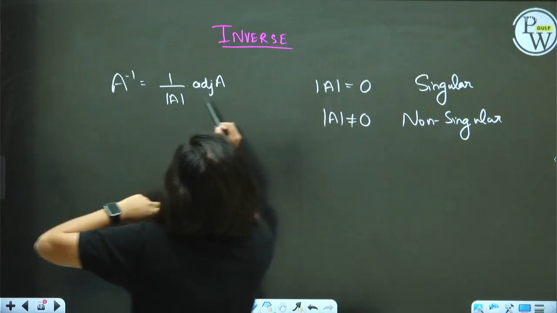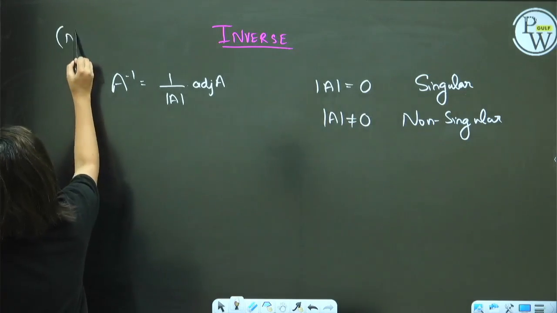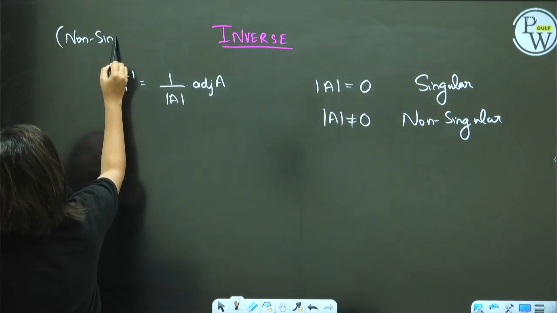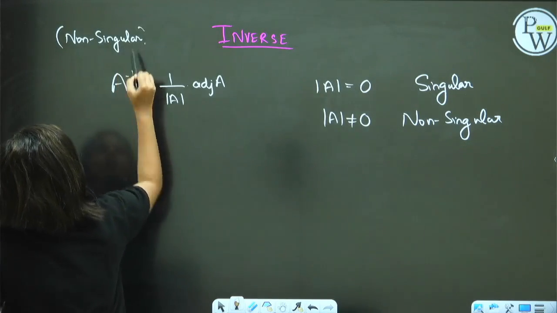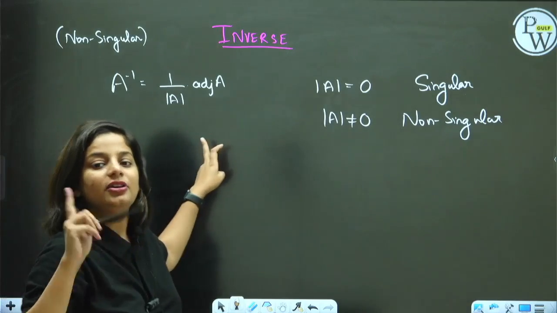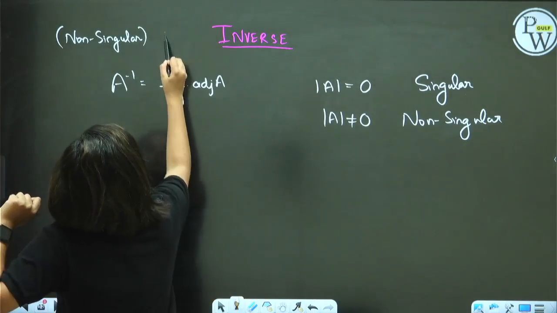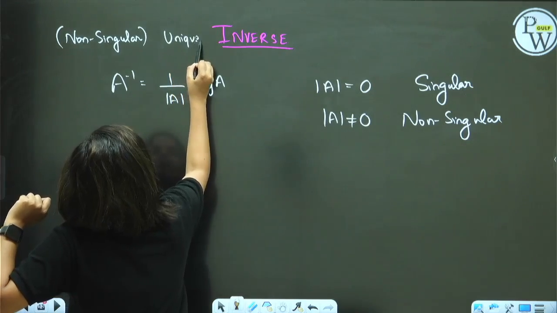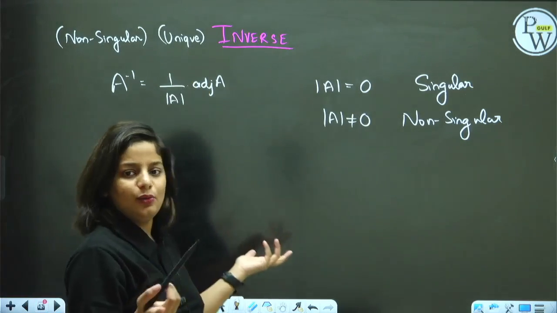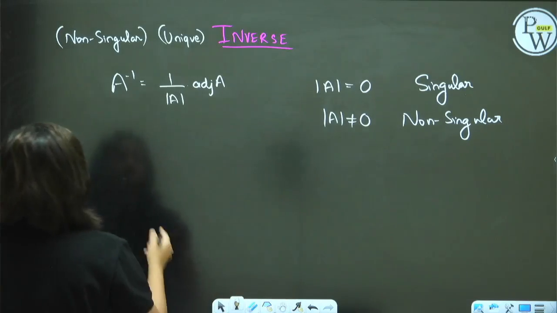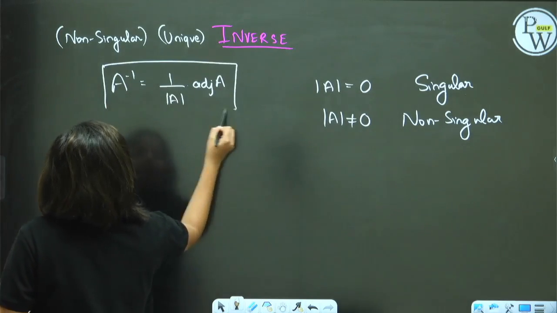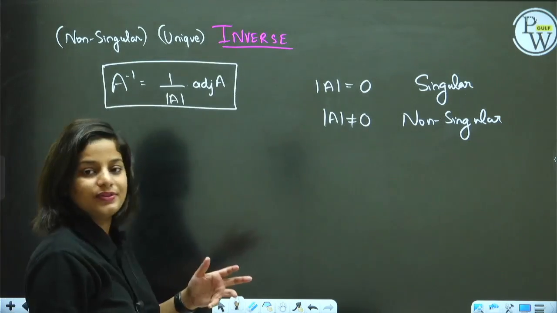So inverse is only found for a non-singular matrix. Before finding the inverse by this method, always check whether it's non-singular or not. Also, the inverse which you obtained is unique. Every matrix has a unique inverse. That's the formula for calculating the inverse.